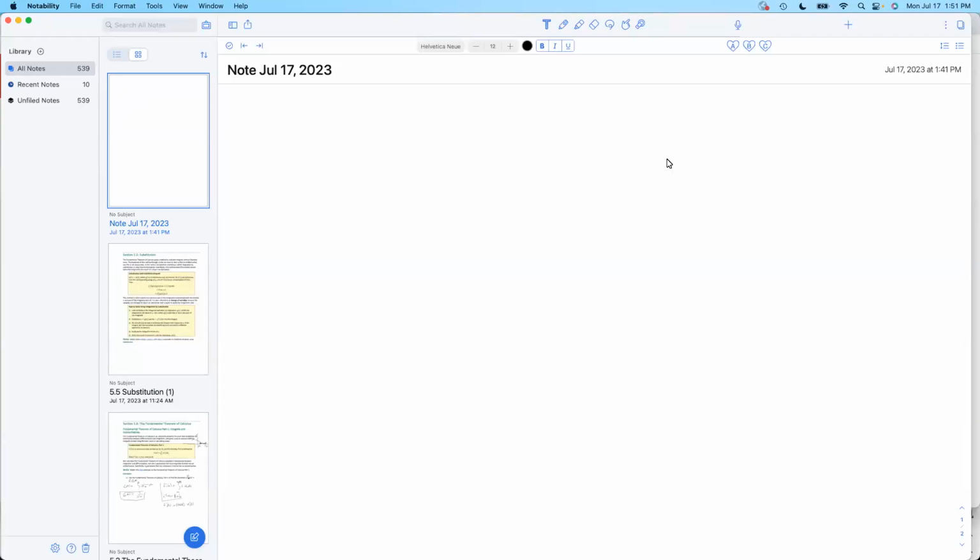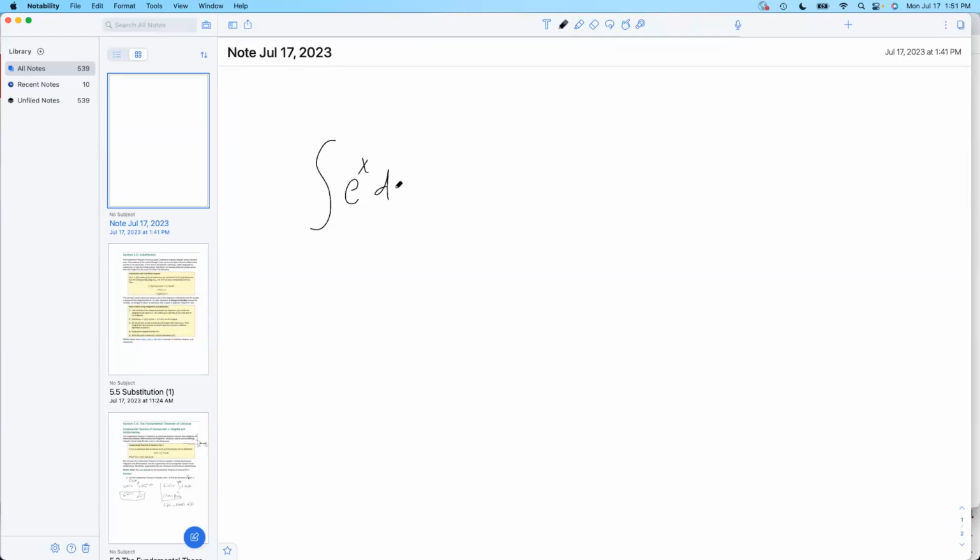Okay, here are some more antiderivative rules that you should just memorize. And some of these should be kind of obvious. For example, the antiderivative of e to the x dx is e to the x plus c, which we know because the derivative of e to the x is e to the x.